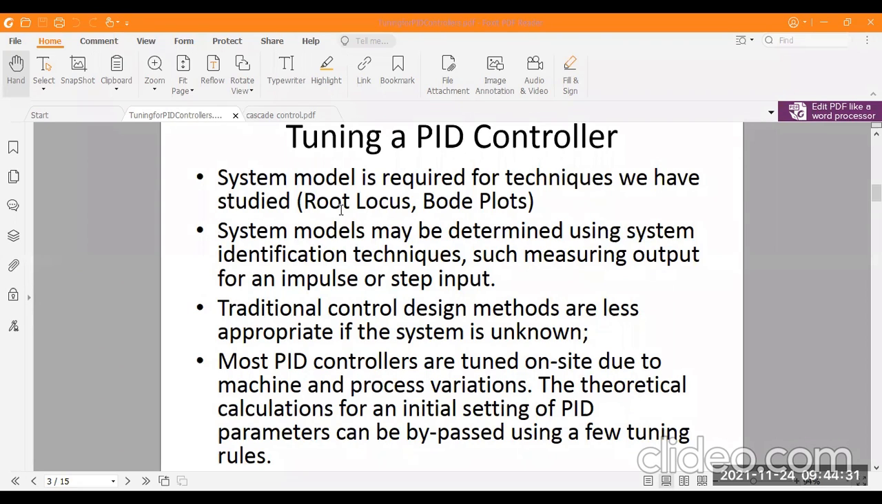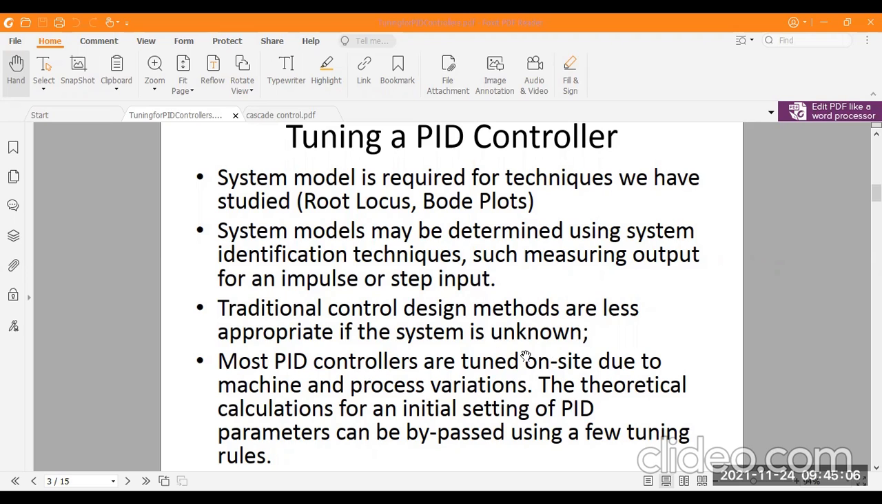I think all of you studied these in your control system and advanced control system courses in the fifth and sixth semesters. So this is the controller part, and it is very important. It is related to the PID controller. The system models may be determined using system identification techniques, such as measuring the output for an impulse or a step input. Those are the two types of techniques we use: impulse input and step input. These traditional control design methods are less appropriate in these systems.